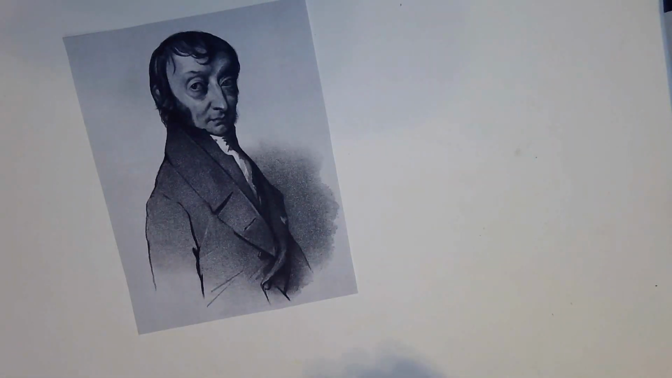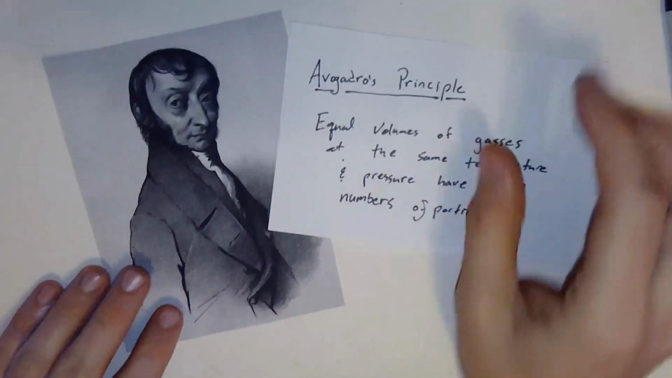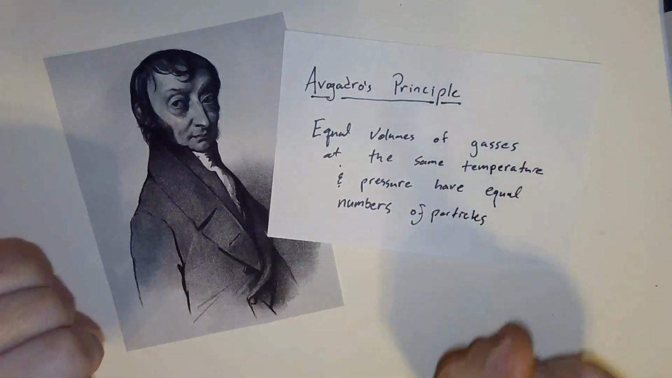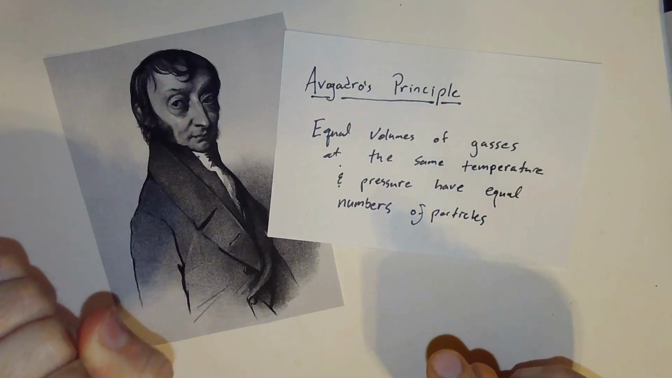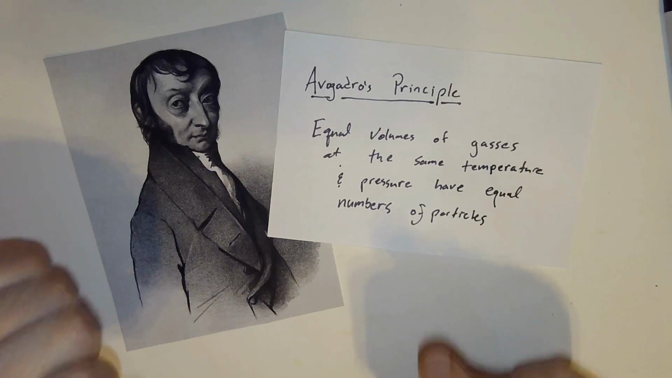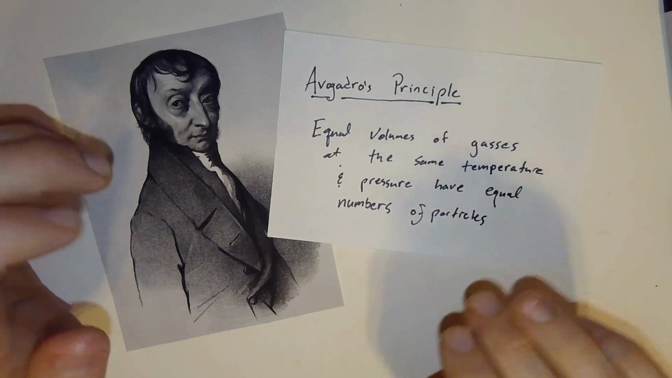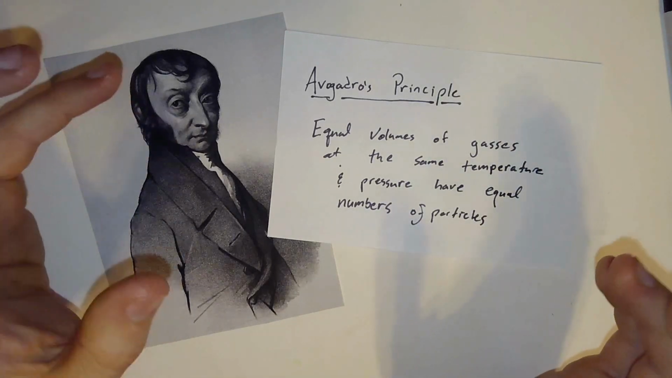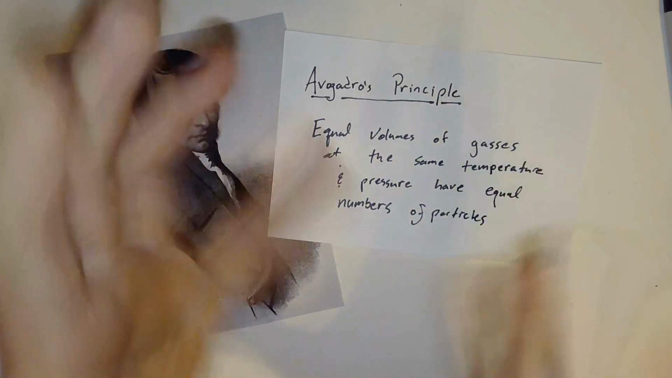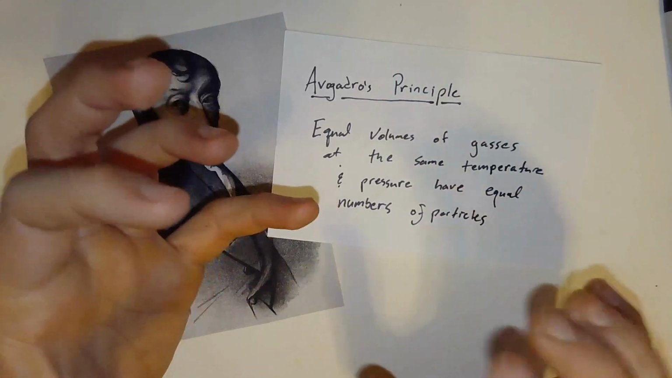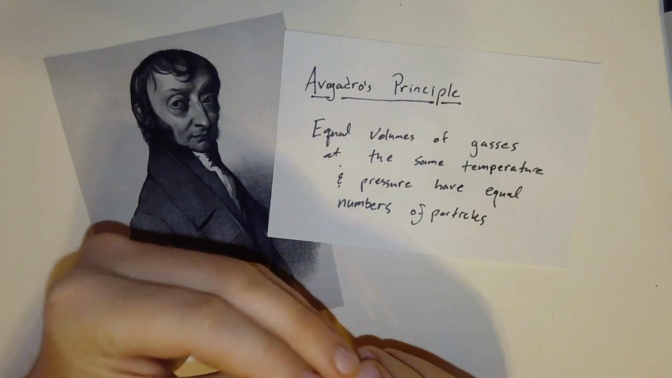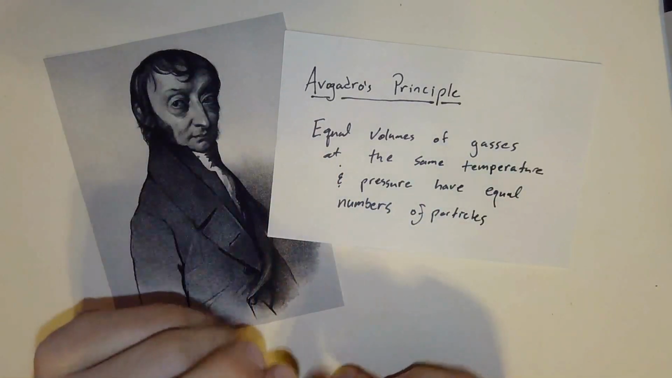And Avogadro, believe it or not, has his own gas law, which is that equal volumes of gases at the same temperature and pressure have equal numbers of particles. That's actually really surprising to me. That different gases, as long as you have the same temperature, pressure, and volume, have the same number of atoms in them, the same number of molecules, the same number of formula units, whatever you're working with.